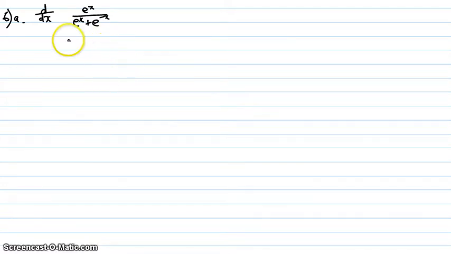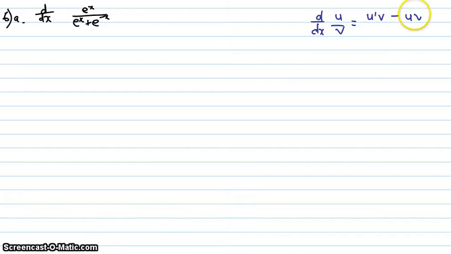Well, the first thing we want to do is recognize that this is a quotient rule problem. So, what is the quotient rule? If you recall, the quotient rule says if I am differentiating with respect to x the function u divided by the function v, that's going to be differentiate u, keep v constant, minus keep u constant, differentiate v, the whole thing over v squared.